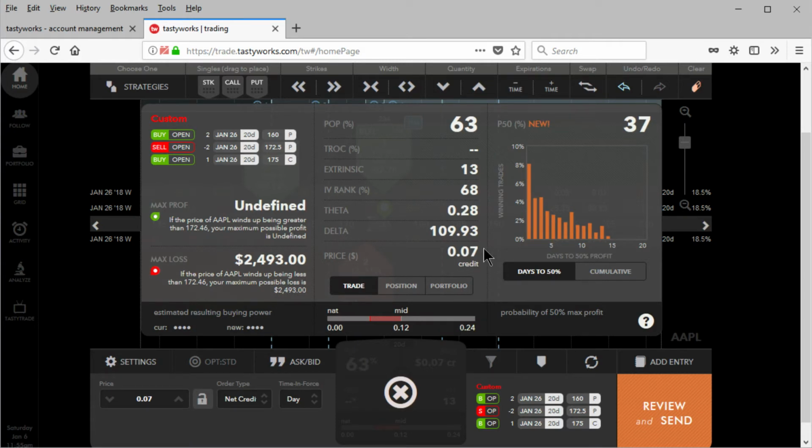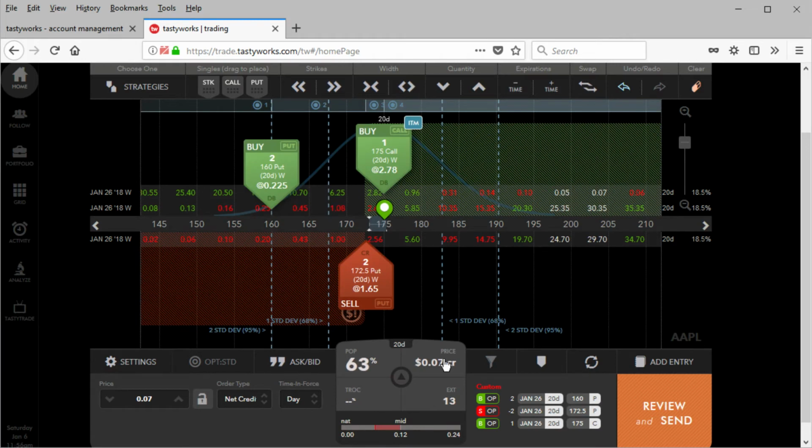Okay, and then here's the maximum profit, which is undefined. The IV rank is 68, and the probability of profit is 63%, which is not bad, right? It's better than 50. So that's basically the Apple trade.